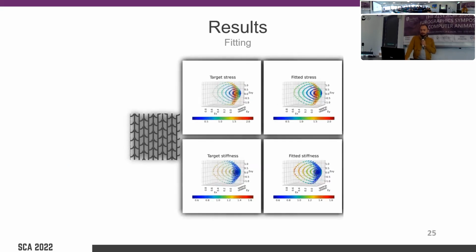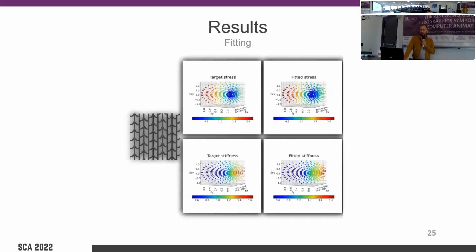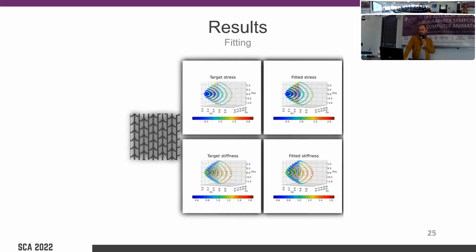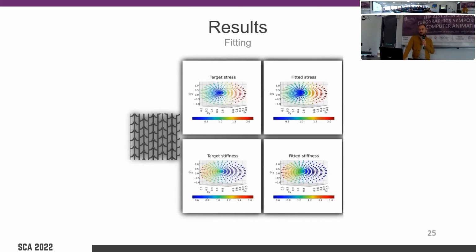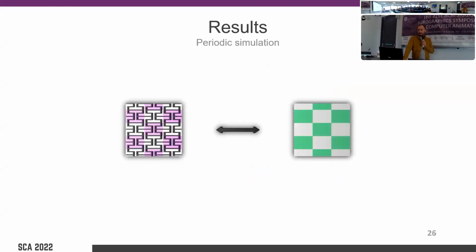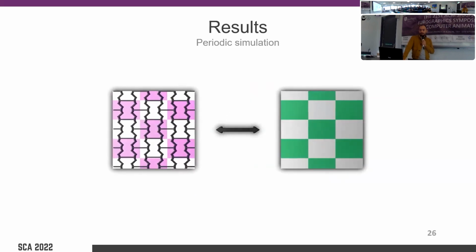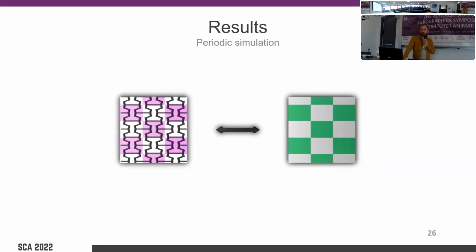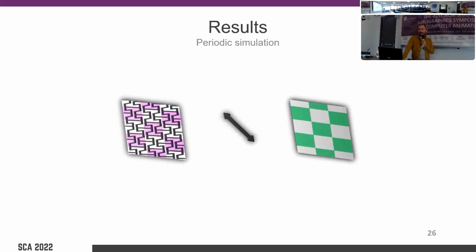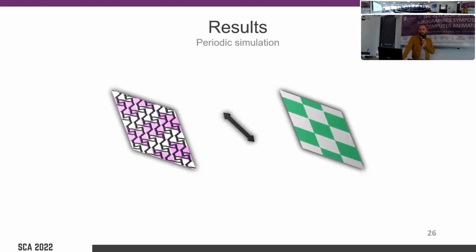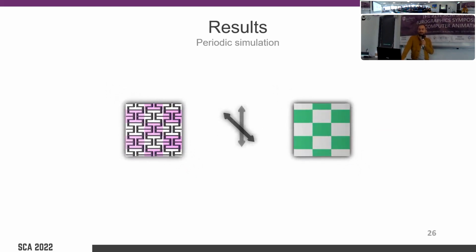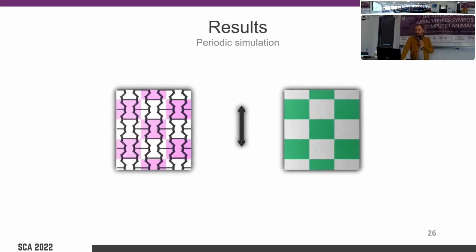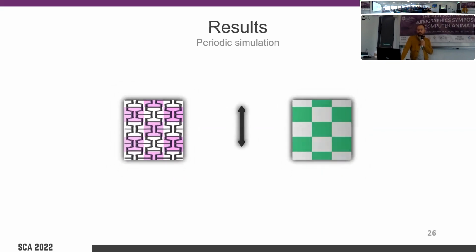So you can see in this video the accuracy of our fitting. On the top, the target stress and the stress from our parameterized energy. On the bottom, the target stiffness and the fitted stiffness. We compared the fine periodic simulation with our coarse model. On the left is the high resolution simulation with the purple checkerboard representing its mesoscale behavior. On the right is our homogenized model.